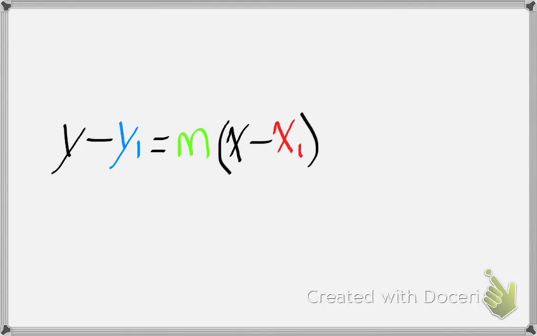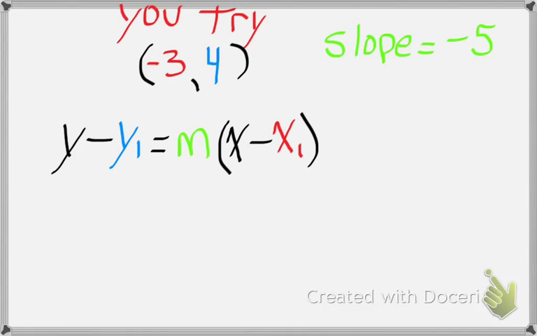All right, so you're going to try an example. Hit pause and see if you can write it. The instruction would say something like, write the equation in point-slope form of the line that passes through this point and has this given slope. So give that a shot. Hit pause.